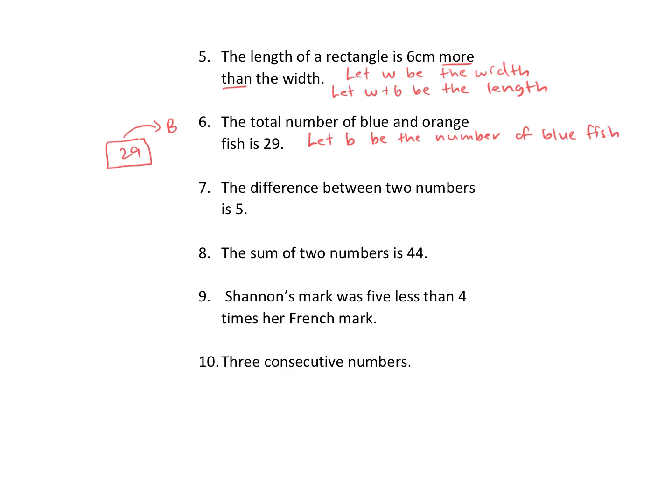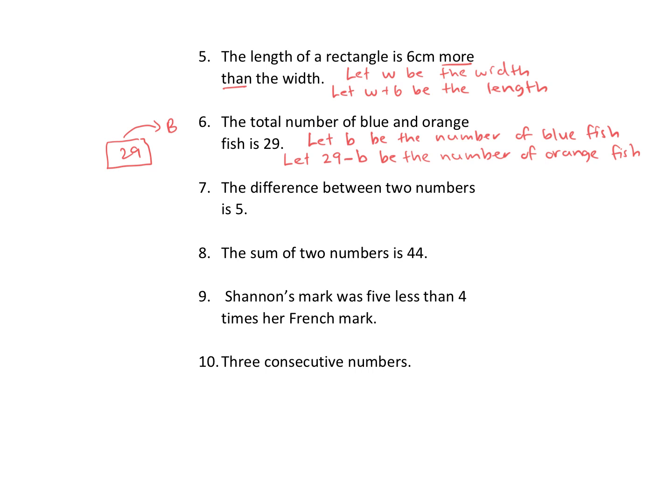Okay, so we have 29 fish in total. If we take out only the blue fish, the orange fish would be left. So taking out the blue is subtraction. So I'm going to take the 29 fish, I'm going to take away the blue, and what would be left is the orange fish. So that one is a little tricky. You have to think about that one.